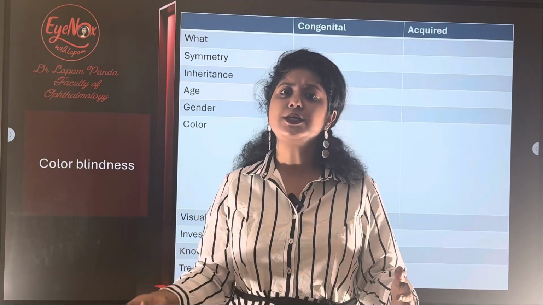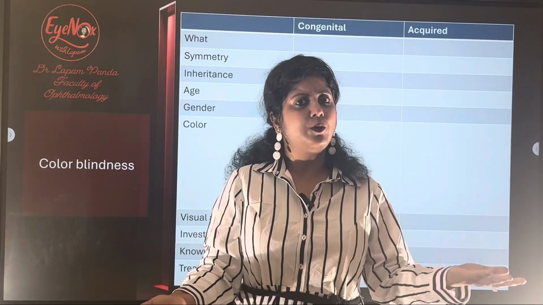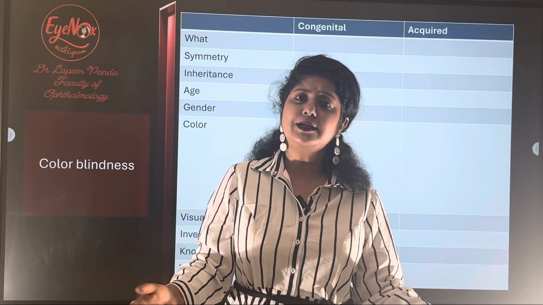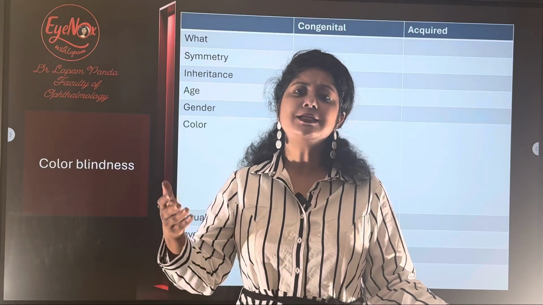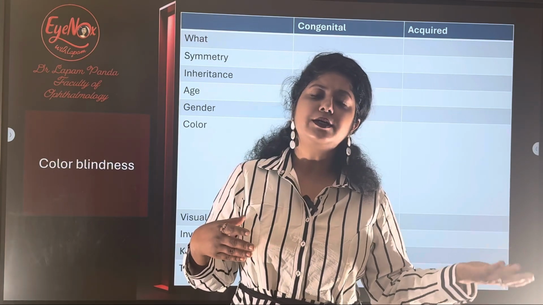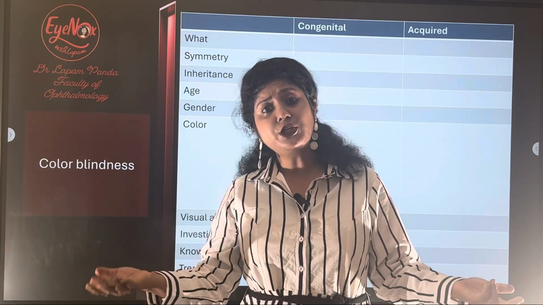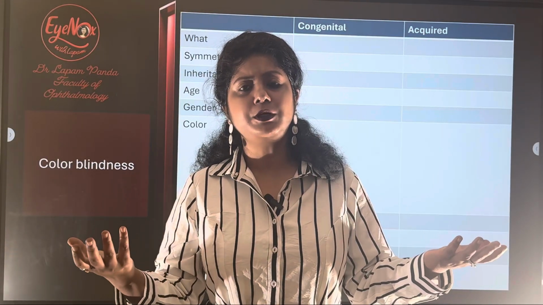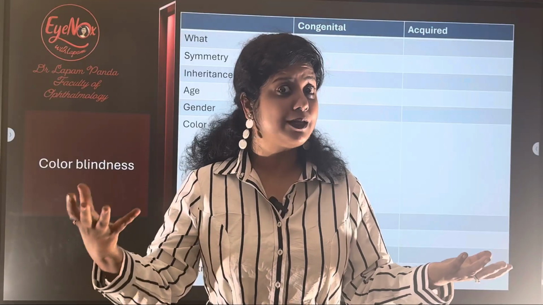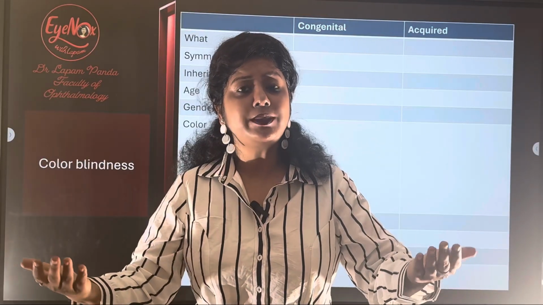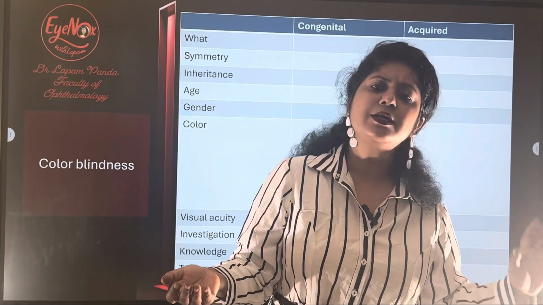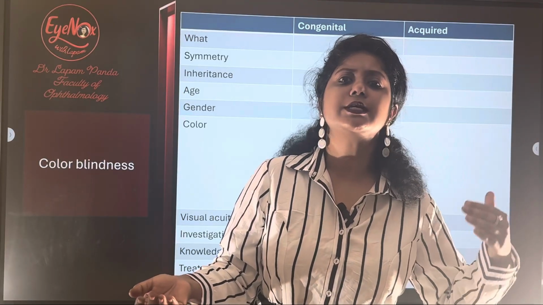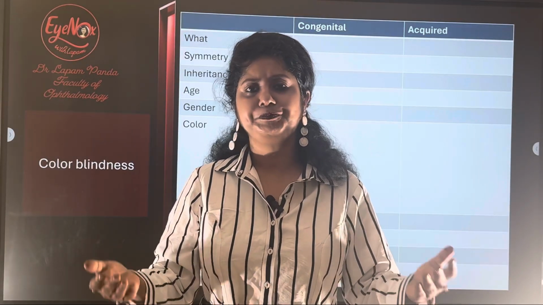Congenital, as the name suggests, is present since birth. Acquired is acquired at one point in life. Congenital means it has to be bilateral. Acquired is unilateral. Congenital is usually such that the person doesn't know that the person has any defect because the person is born with that. In acquired, the person knows that there is some problem which has developed at a certain point in time.